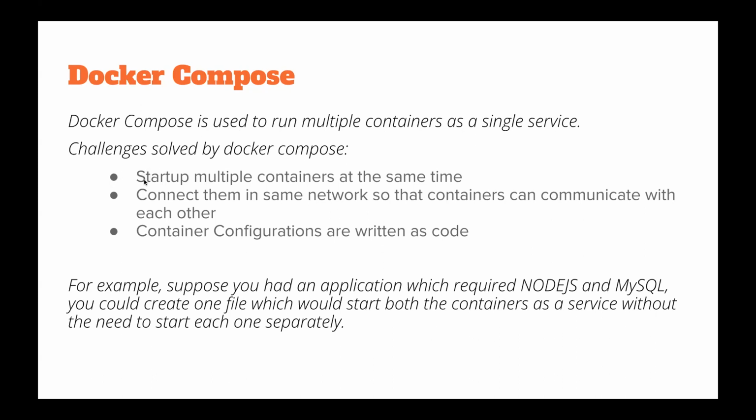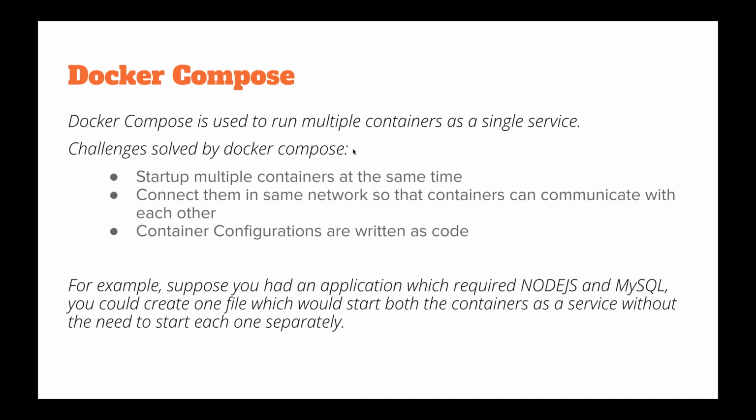Docker Compose allows us to start multiple containers at the same time, and it creates a common network so that containers can communicate with each other. Another benefit is that if you run individual containers as commands, you need to document them and follow the commands. But Docker Compose allows you to write the container configurations as code. You can define what services you want, what image it uses, what tag it should use, everything you can specify. A simple example would be a Node.js server and a MySQL database. If you want both containers to be managed with a single command, you can use Docker Compose.